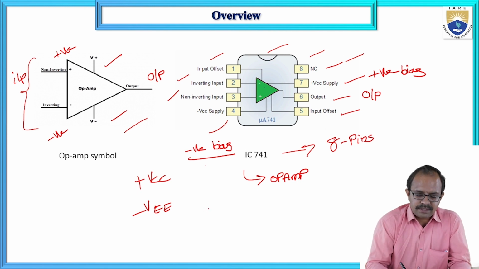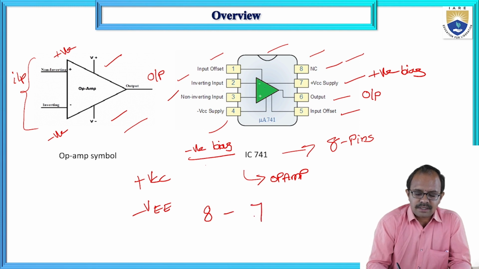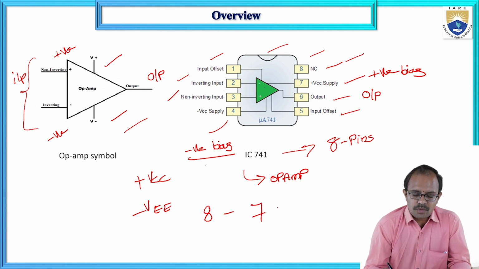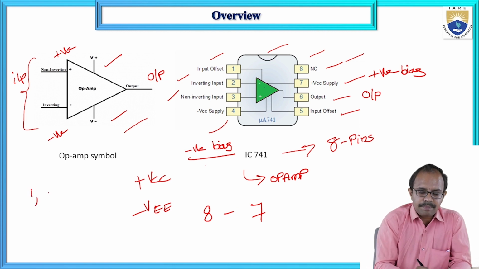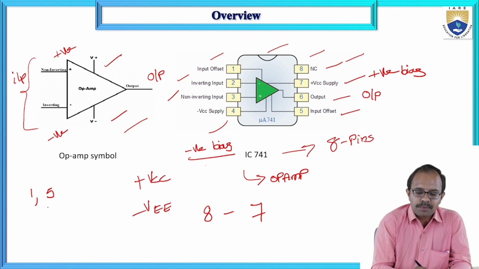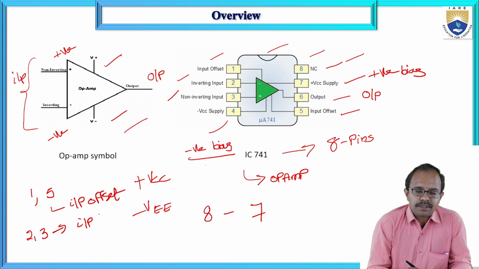So out of 8 pins in the pin configuration, 7 pins are functioning. Of which pin number 1 and pin number 5 are for input offset, and pin numbers 2 and 3 are for input signal. One is the inverting and the other is the non-inverting input.